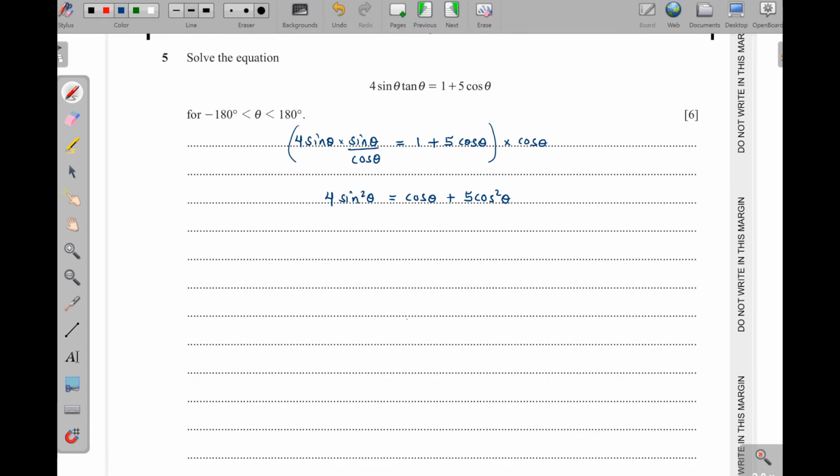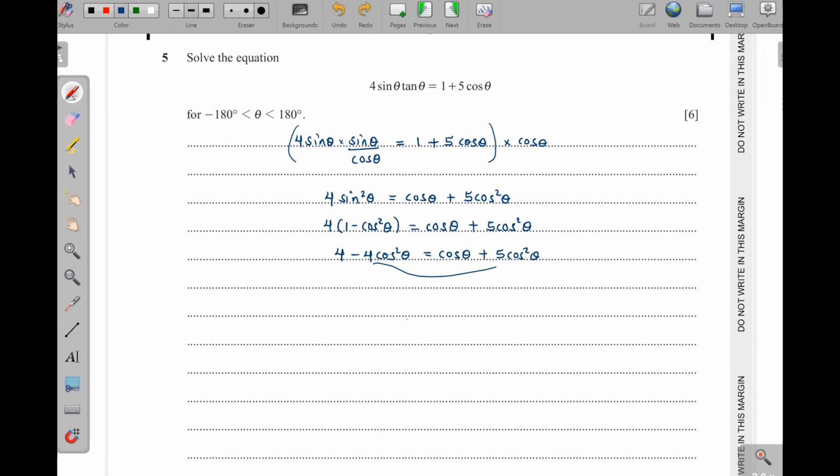Using the Pythagorean identity, since I'm seeing a cos theta here, I have to express sine squared theta in terms of cos squared theta. So we have 4 times 1 minus cos squared theta equal to the cosine of theta plus 5 cos squared theta. Open the brackets: this will be 4 minus 4 cos squared theta equal to the cosine of theta plus 5 cos squared theta. Now we put everything on one side and form a quadratic in cosine of theta.